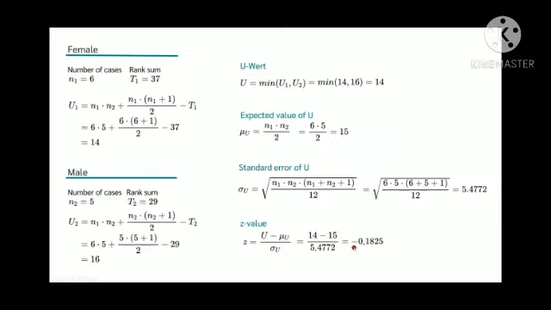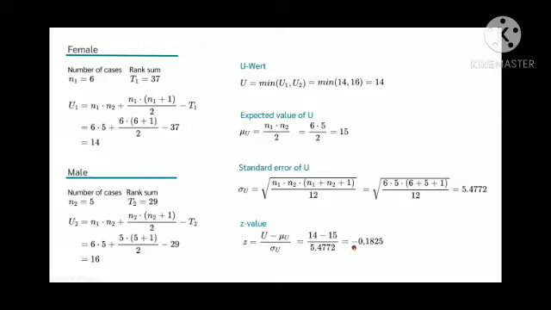Now we will compare U1 and U2. U1 is 14 and U2 is 16. The smaller number is 14, and that is the U value of the Mann-Whitney test. And then we will calculate the expected value of the Mann-Whitney test. N1 times N2 divided by 2, 6 times 5 divided by 2, equals 15. And that is the expected value of U.